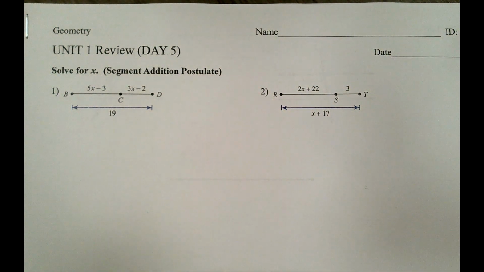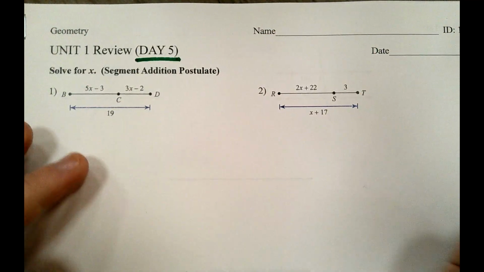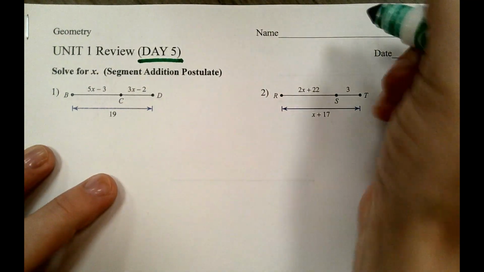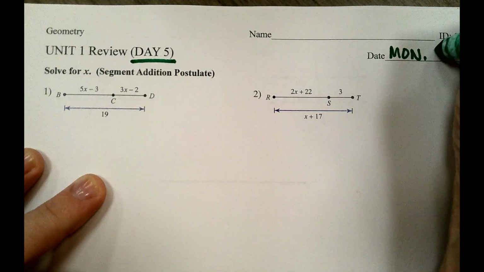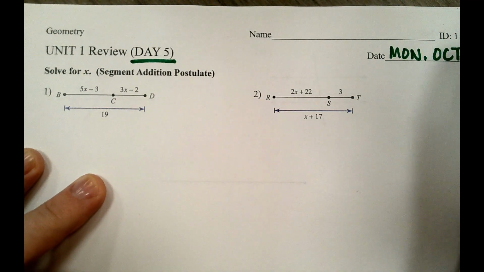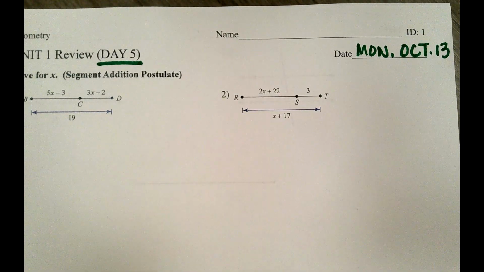in geometry. We are on day 5, which is Monday. Put that on the date over here. Monday, October, is it the 13th today? Yes. Okay, October 13th. Perfect.